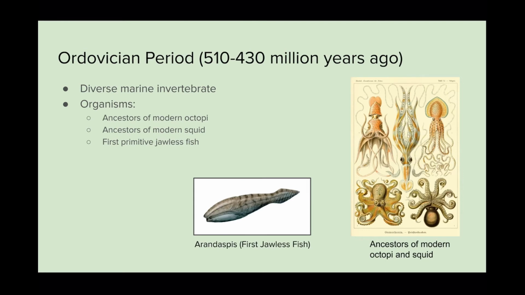The next period was the Ordovician period. This was from 510 to 430 million years ago, and included a diverse marine invertebrate. These organisms dominated during this period. The ancestors of our modern-day octopi and squid were present, along with the first version of the jawless fish.